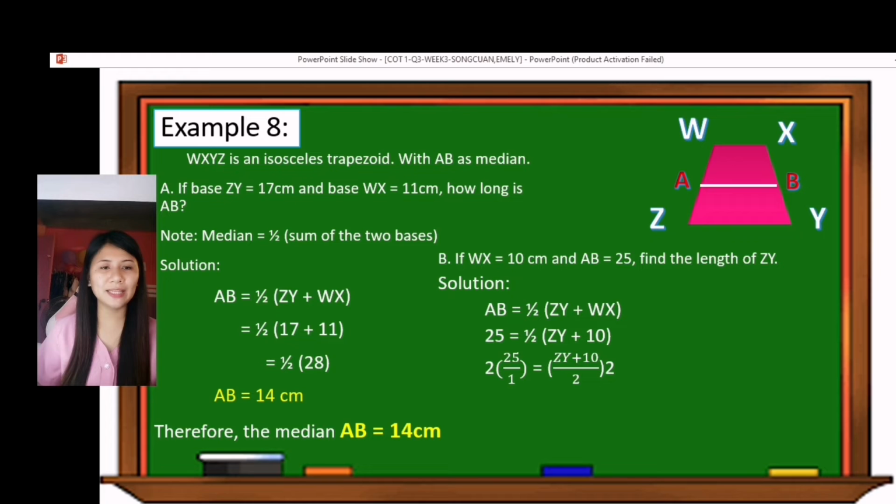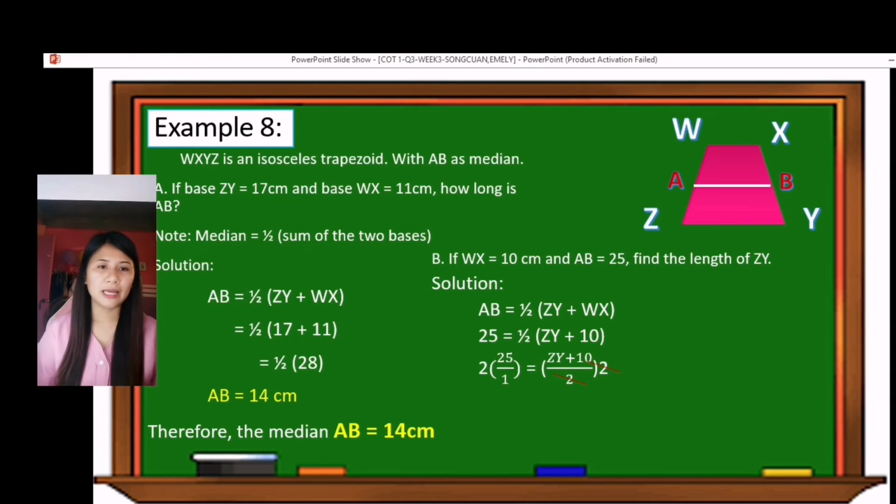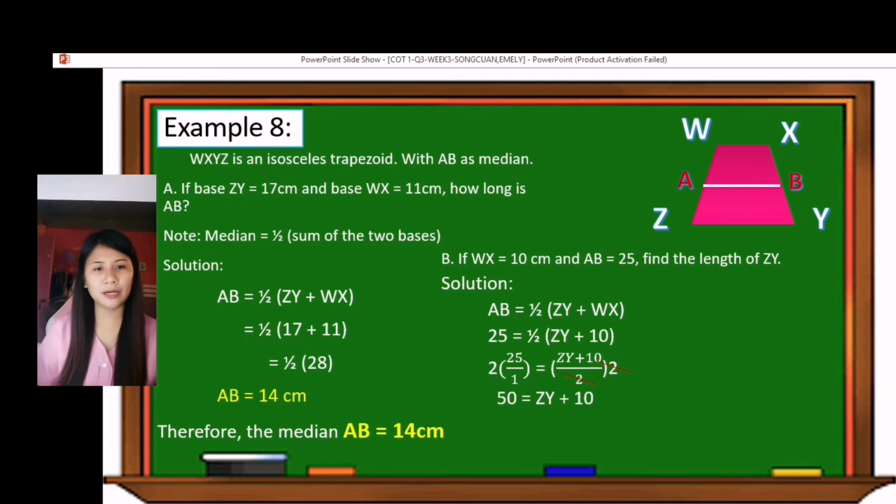So we all know that 25, the denominator will always be equal to 1. And here on the right side, ZY plus 10 over 2. So 2 times 25, that is 50. So on the right side, just cancel the 2 and then bring down ZY plus 10. So we have the equation 50 is equal to ZY plus 10.